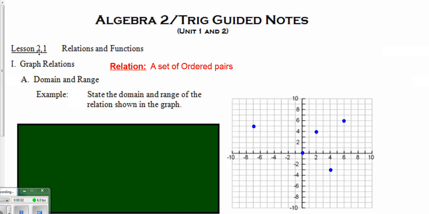Right, now we're on to lesson 2.1, which is all about relations and functions. Some of this should be review, but some of it may also be new. We've done relations and functions before. So for our first part, we're going to look at graphs of relations.